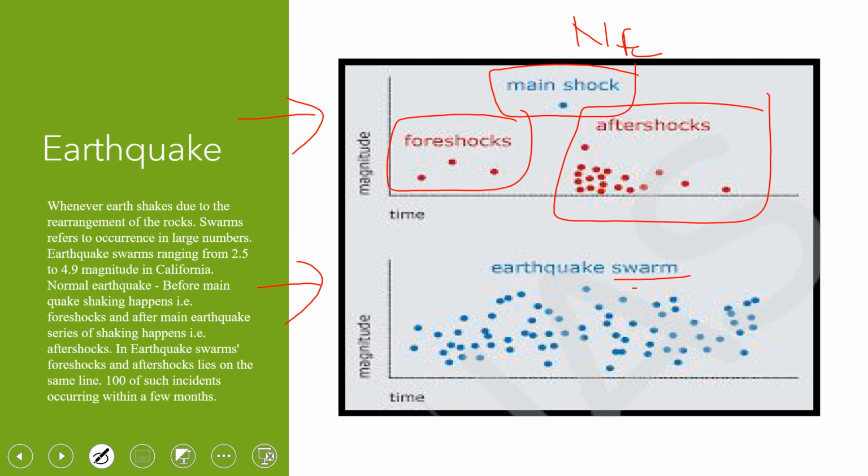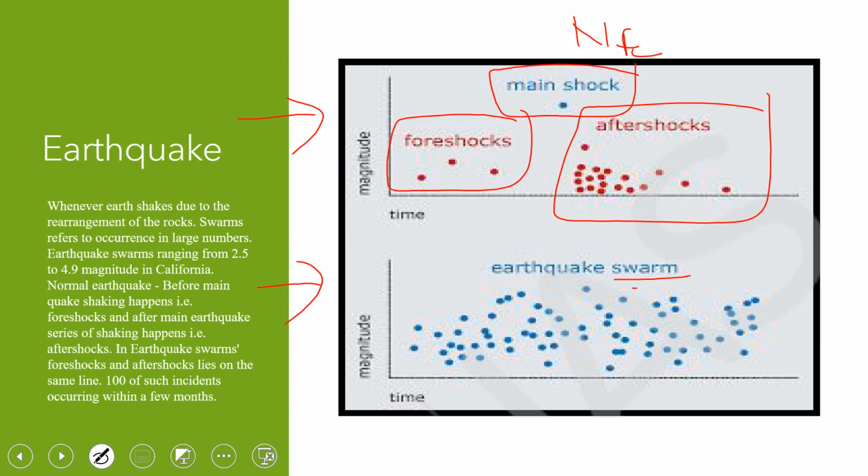Aftershocks are observed due to the balancing of the disturbance that occurred beneath the earth. If there is plate movement or rock movement beneath the earth due to the earthquake, the rocks will try to settle and balance it all. That's why we observe aftershocks. So what are earthquake swarms and what is a main shock? First we will go through this slide.